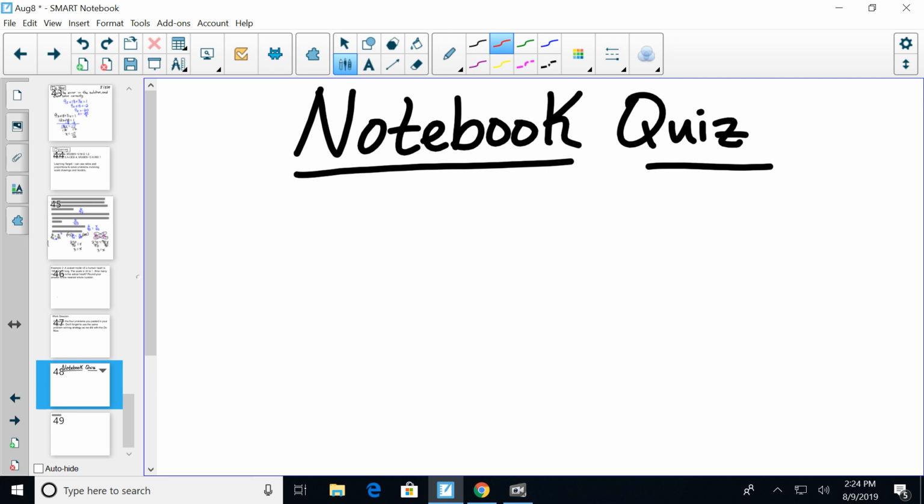Number 4, when you finish this problem, you can fold your paper hot dog. That's the long way, not the short way. When you are done with this question, you can fold your paper hot dog. That lets me know that you are done. All right. In the do now on August 8th.